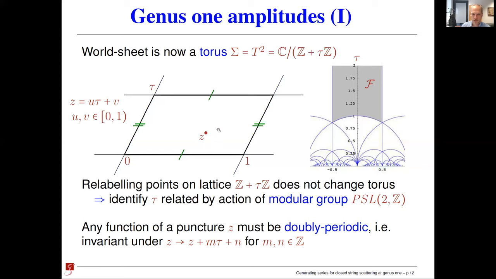And whenever you describe functions of z, which is what the correlation function will be, in order for the function to be well defined, it must respect the symmetries of the torus, which means it must be invariant under shifts of this lattice. The formal way of saying this is that any function must be doubly periodic. So whenever I change the position of a puncture by integer multiples along one direction, tau, which is this direction here, or along the other direction n, which is just this vector, the function must remain unchanged. It must be invariant under this.